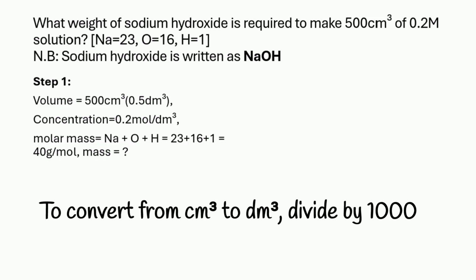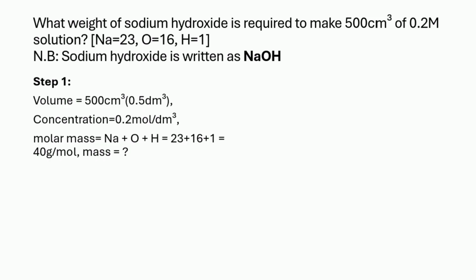For the molar mass of sodium hydroxide, you simply add the masses of each of the atoms in this compound. Each of the atomic masses is added together to give us the molar mass of the molecule of the substance.